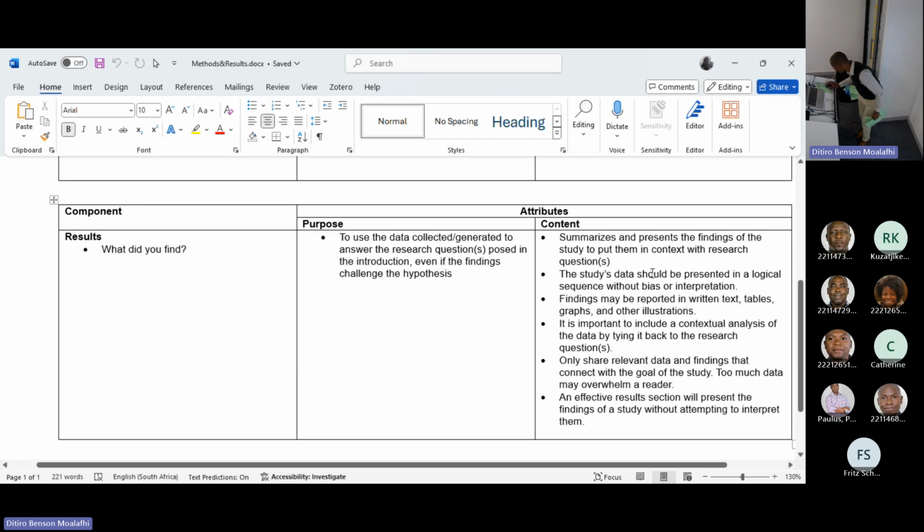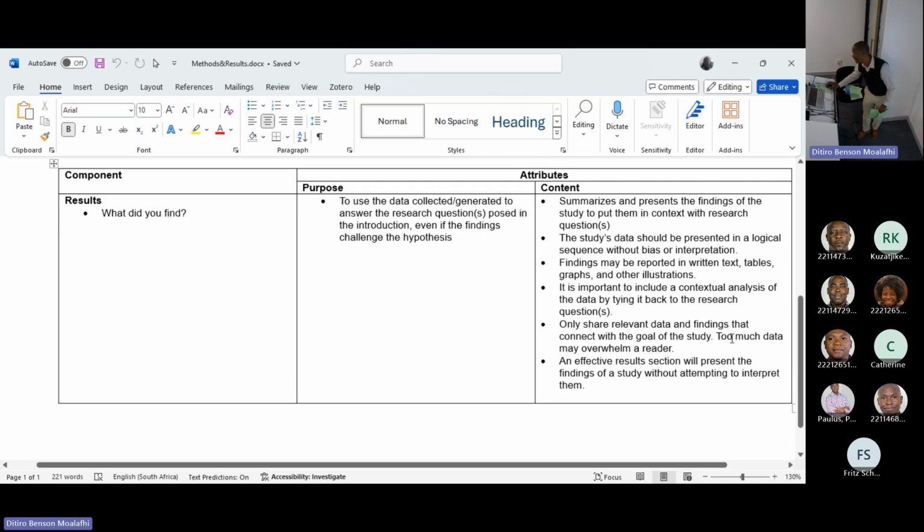So it's important also to include a contextual analysis of the data by tying it back to research questions. Only share relevant data and findings, to avoid too much information that can overwhelm the readers and make it difficult for somebody to go through and come to the key take-home messages from the study. So let it be focused, let it communicate, and avoid having a lot of stuff.